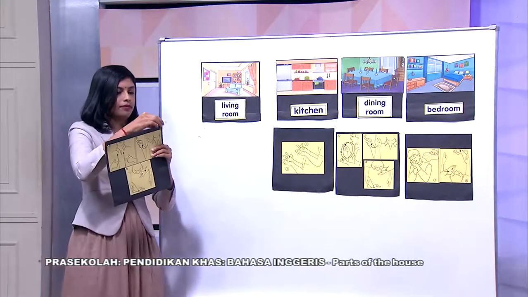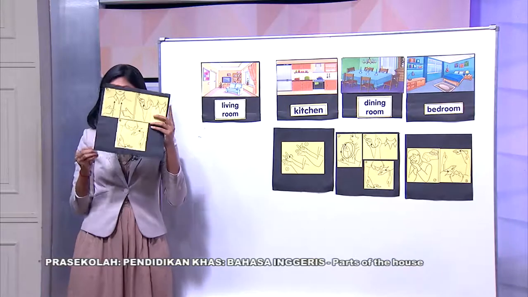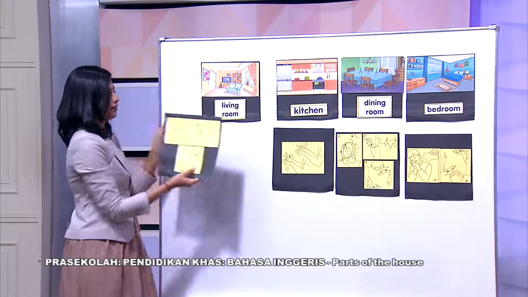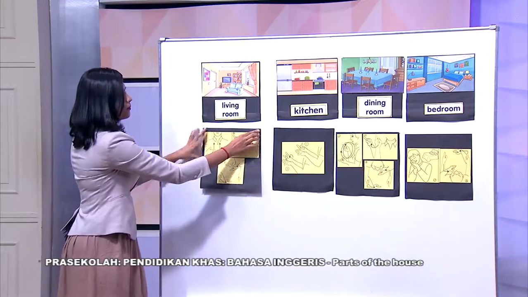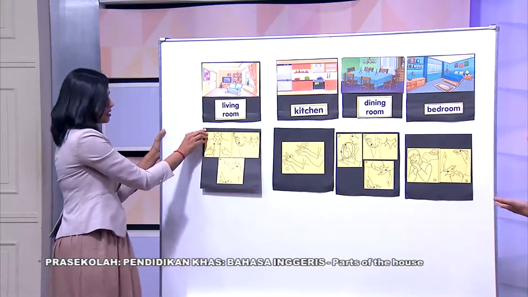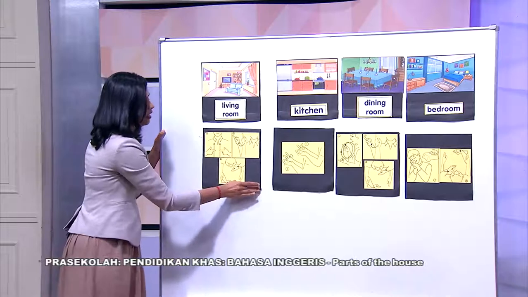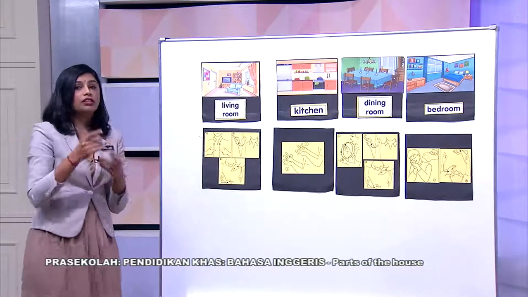Living room. Yes. You can see the picture? Okay, in the living room, we have a television, yes. We have a sofa, correct. Have a carpet. Yes, correct. All right. So now she has chosen the correct one.